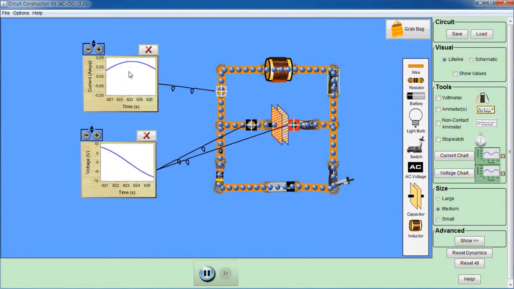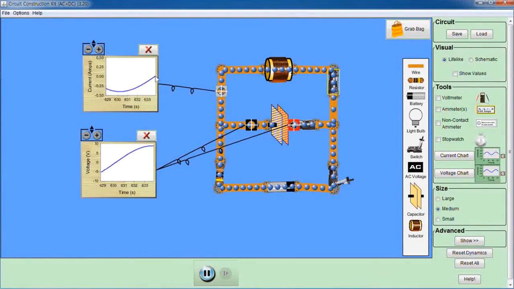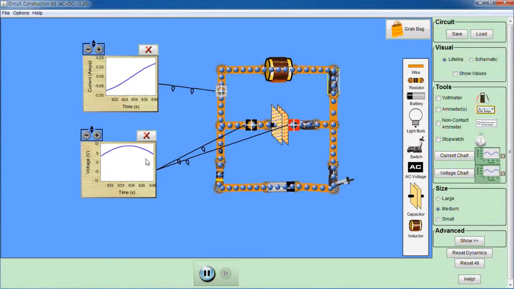Here you can see that when the current is maximum, voltage is 0. And when the current is 0, voltage is at its negative minimum, or you can also say the amplitude is maximum. And when the current becomes negative, at its minimum, again the voltage becomes 0. And then when the current goes back to 0, then voltage becomes maximum. It's just like the relationship between sine and cosine curves, right? This is what is happening.